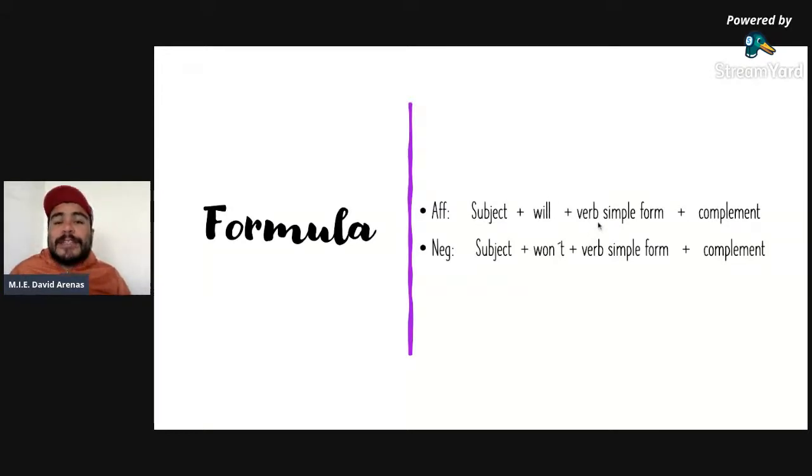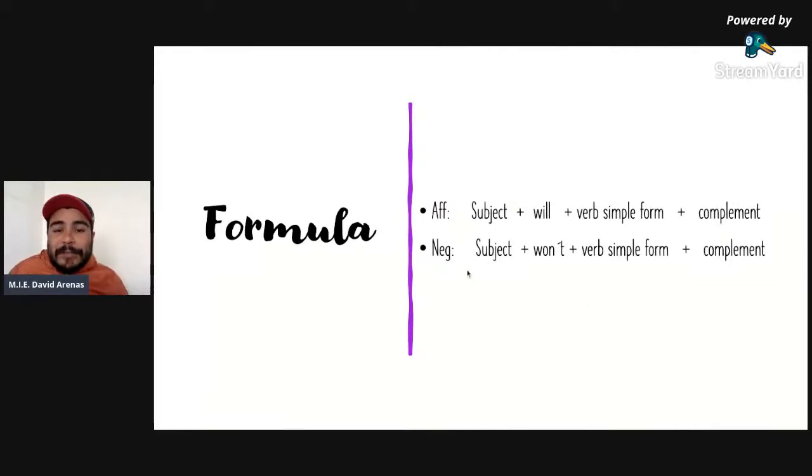Then you have the verb in simple form. If you remember in other tenses, you use an s or an ing, like working, playing, works, plays, right? Not this time. For the future with will, you're going to use a verb in simple form, no changes. All the personal pronouns will have a will and need also a verb in simple form. No changes for third person, no changes for singular or plural, no changes for anything. And then you need a complement. This complement can be a place, a time, or something similar related to what you're talking about.